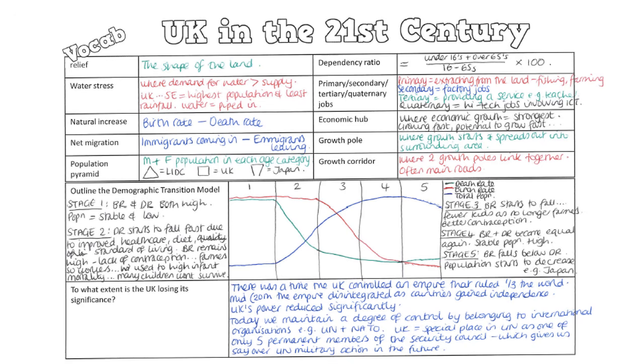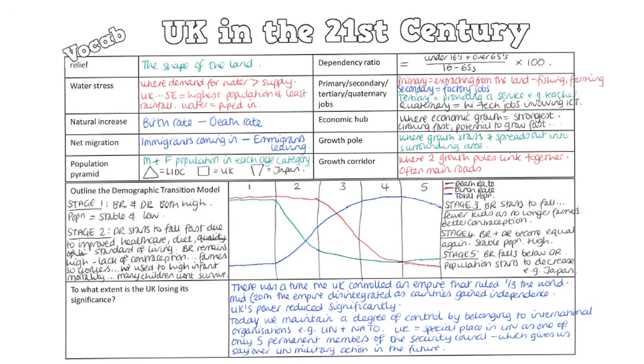Natural increase. This is where you find the difference between the number of babies being born and the number of people dying in that country. So the natural change, not taking into account immigration. Net migration is where you do immigrants coming in minus emigrants leaving to see if you've got more people coming in or more people leaving.